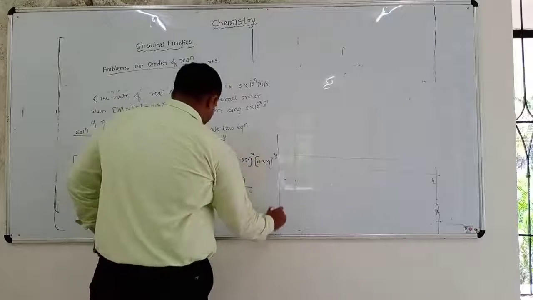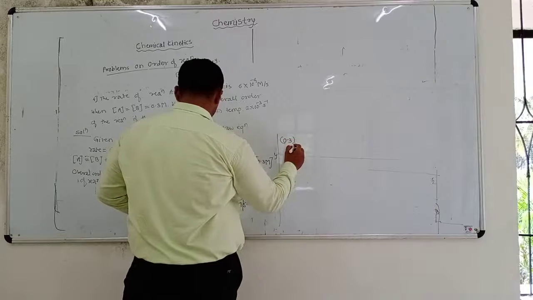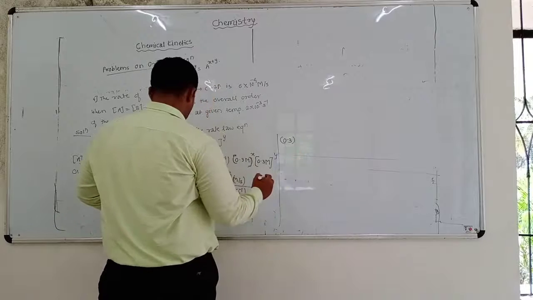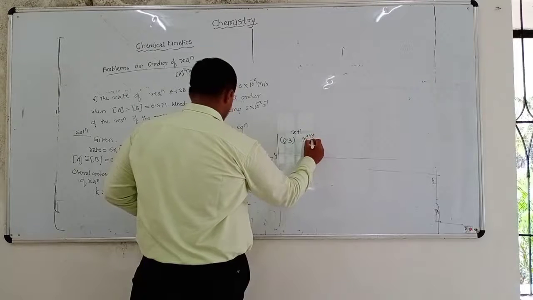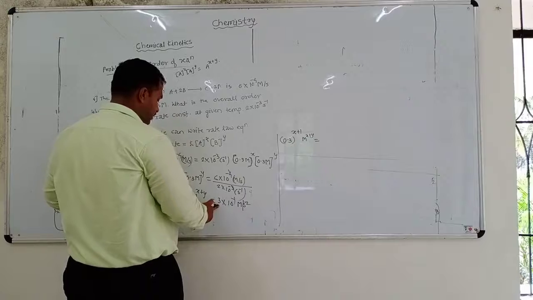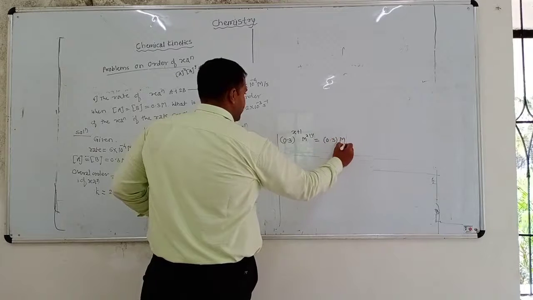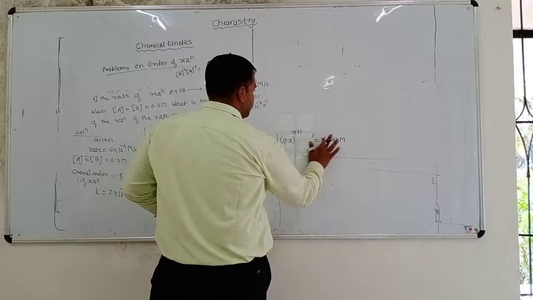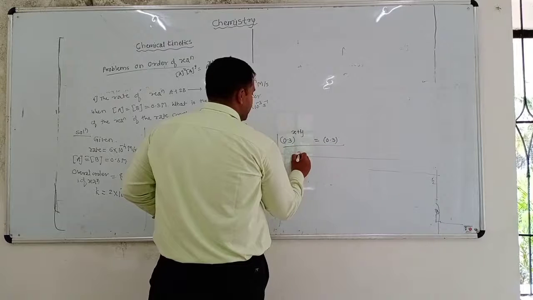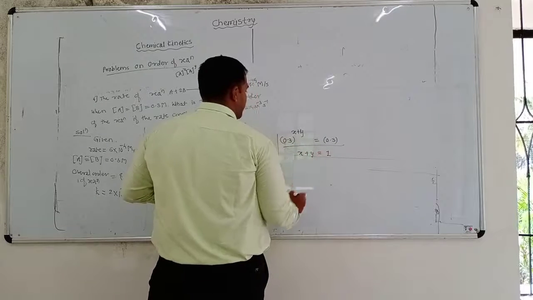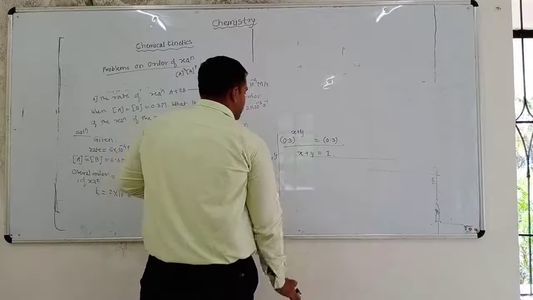मग नेक्स्ट 0.3 m raised to x plus 1 is equal to 3 into 10 raised to -1, म्हणजे 0.3 into m. ओके, हे इकडे कॅन्सल होणार, म्हणजे 0.3 raised to x plus y, x plus y is equal to 1. म्हणजे x is equal to 1 and y is equal to 1. Therefore.